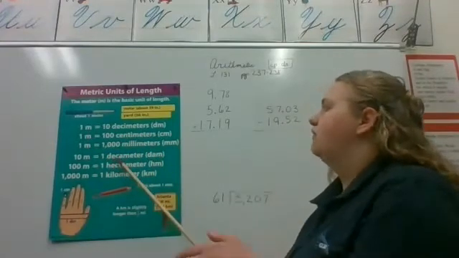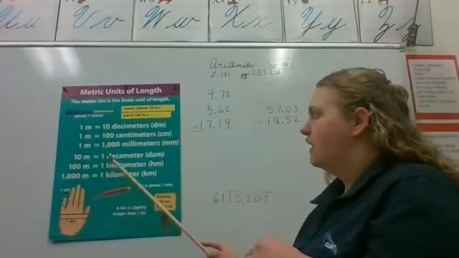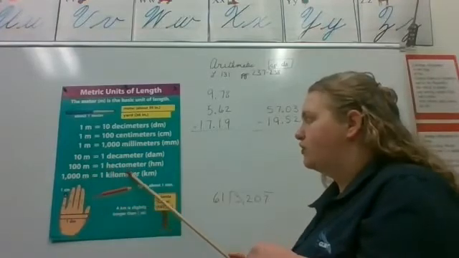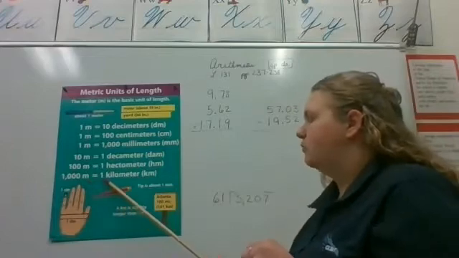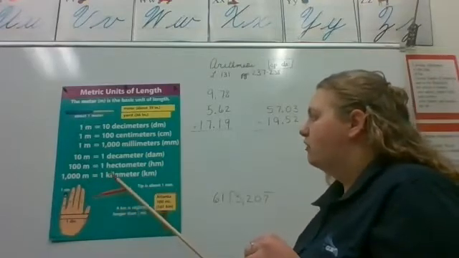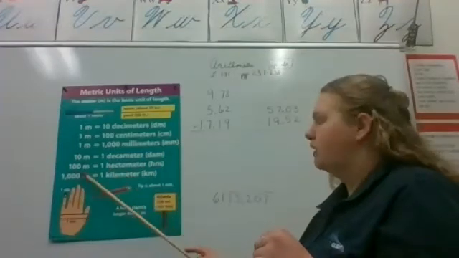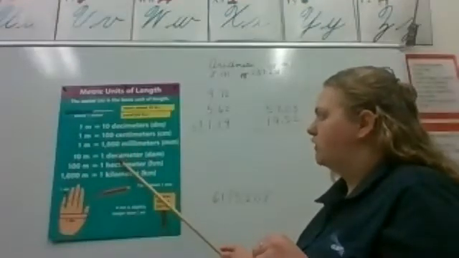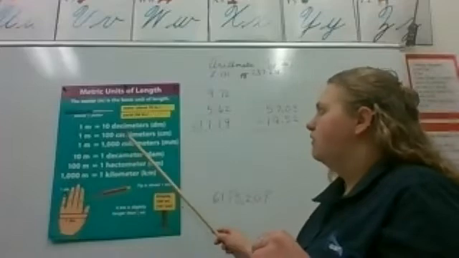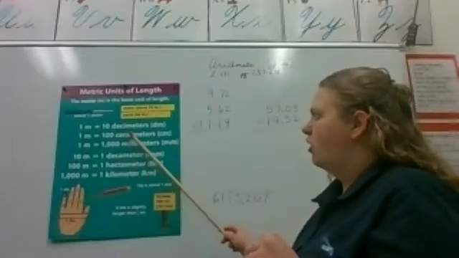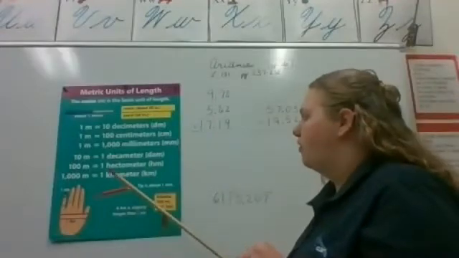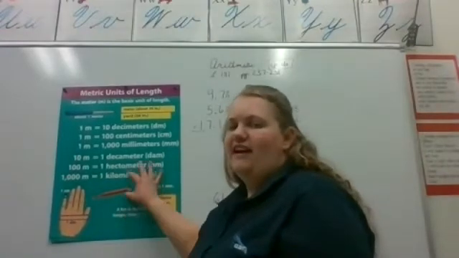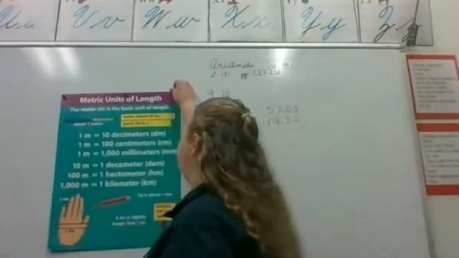Then on the other side, you've got your bigger ones where 10 meters is equal to 1 decameter. 100 meters is equal to 1 hectometer. And 1,000 meters is equal to 1 kilometer. Kilo means 1,000, hecto means 100, and deca means 10. So if you keep those straight, you've got your deci and deca, those are 10. Centi and hecto are 100, and milli and kilo are 1,000. All right, go ahead and pause the video and take a speed drill.